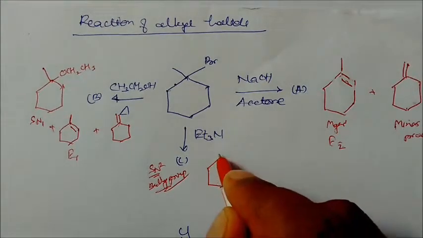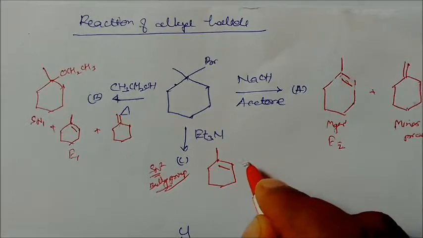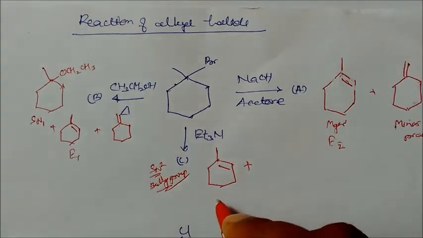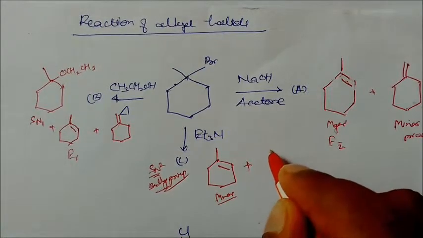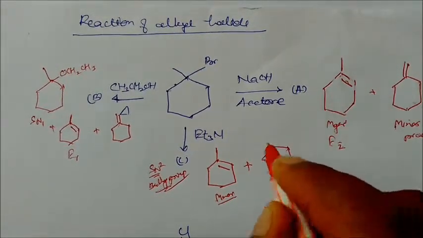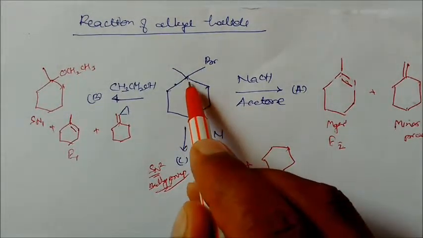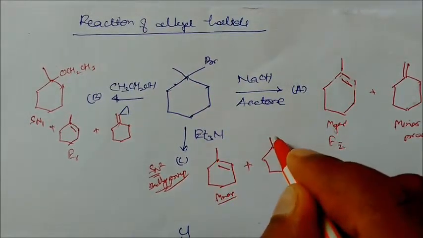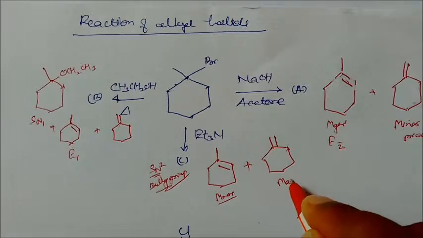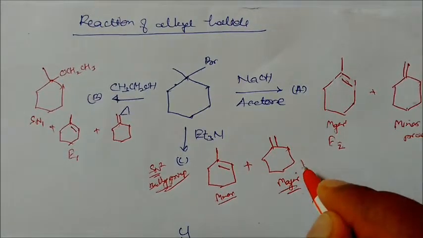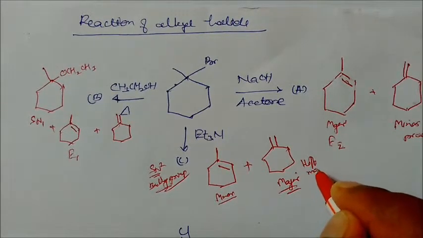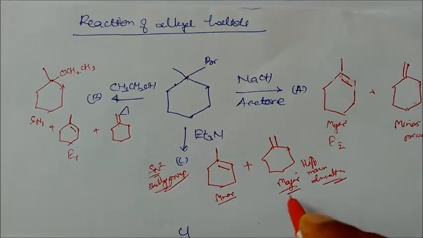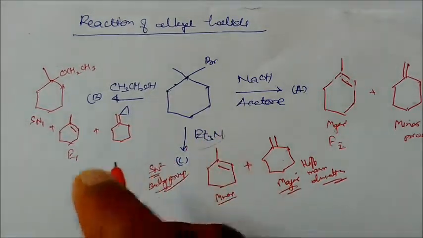So the product is this one, and the second product will be your minor product, on this side. So one product will be this one. So Hofmann elimination because of the bulky group. So this is your major product. You can say this is the Hofmann elimination. So this is major, this is minor because of this bulky group.